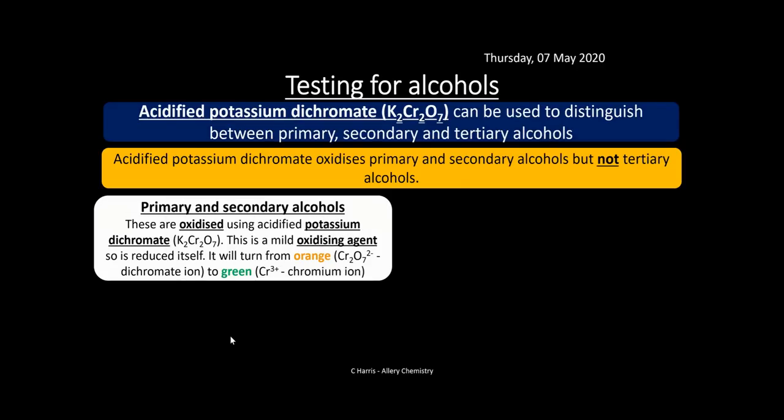So primary and secondary alcohols, just looking at these two, how do we distinguish them, because we know that nothing will happen with the tertiary. These are oxidized by using acidified potassium dichromate solution, which is K2Cr2O7. This itself is a mild oxidizing agent, and so therefore is reduced itself. This means it will turn from a bright orange color, which is Cr2O7 2-, your dichromate ion, to green, which is your chromium ion, Cr3+. So you'll get a color change.